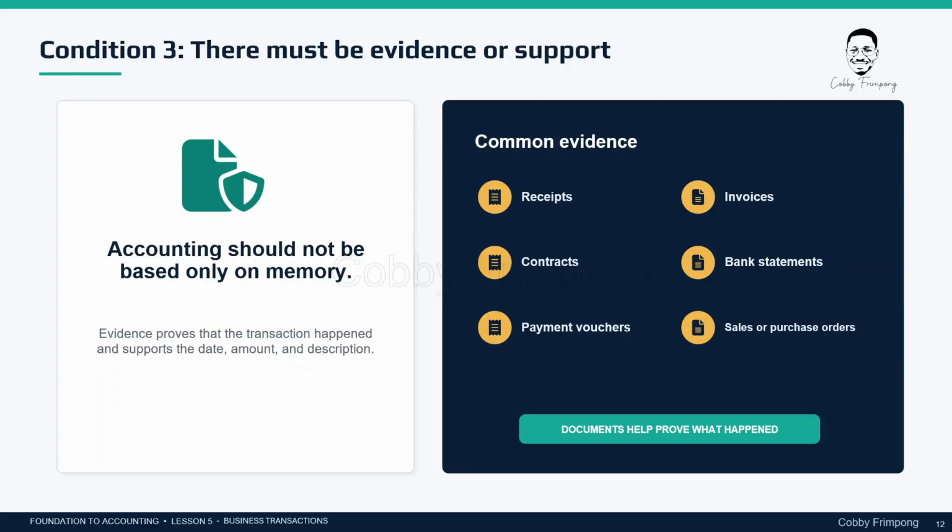The third condition is that a transaction should be supported by evidence. This evidence may be a receipt, invoice, contract, bank statement, payment voucher, sales order, or another document. Accounting should not be based only on memory. Evidence helps prove that the transaction happened and helps accountants record the correct date, amount, and description.